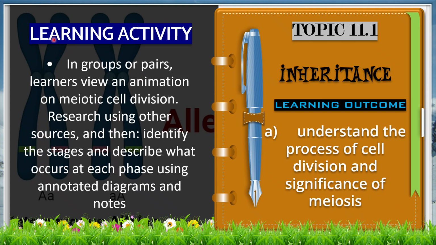We are starting with learning activity. In groups or pairs, learners view any animation on meiotic cell division. Research using other sources and then identify the stages and describe what occurs at each phase using annotated diagrams and notes.